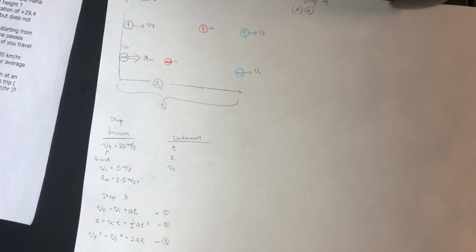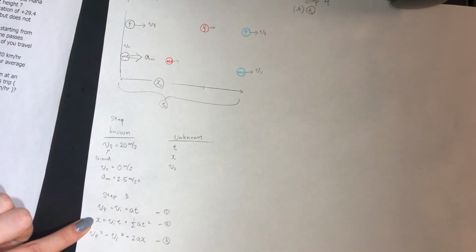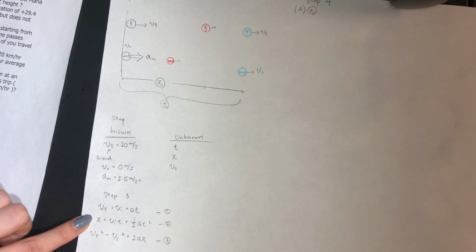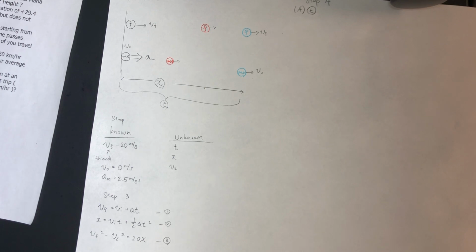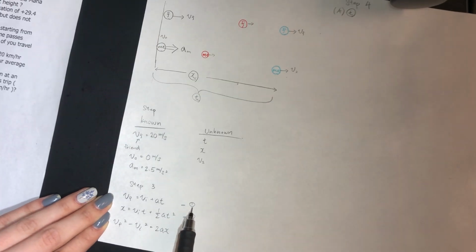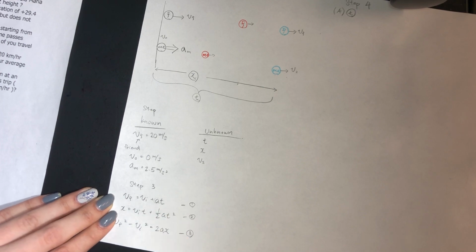What you have to do is use these equations in a way that you can find out the time. So what do I mean by that? We can't use number 1, right? Because for our friend, they don't have an acceleration, so t would just go away. I'm not going to use number 1. I'm going to look at number 2.